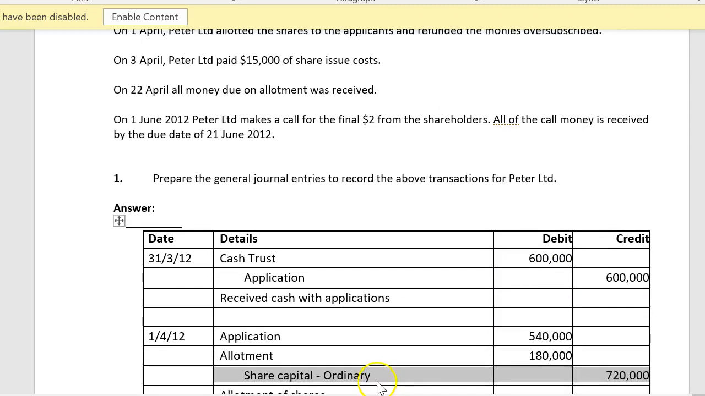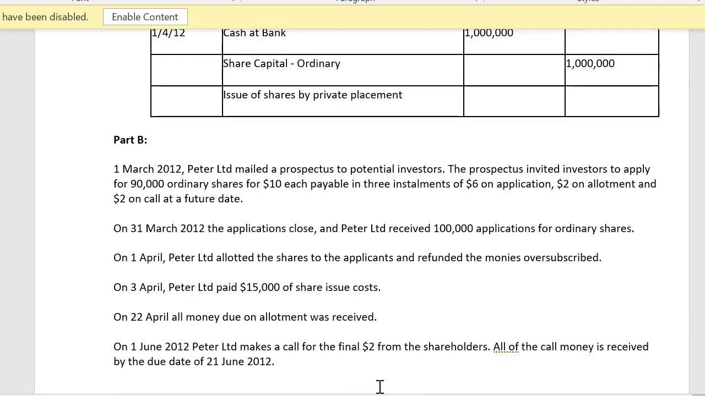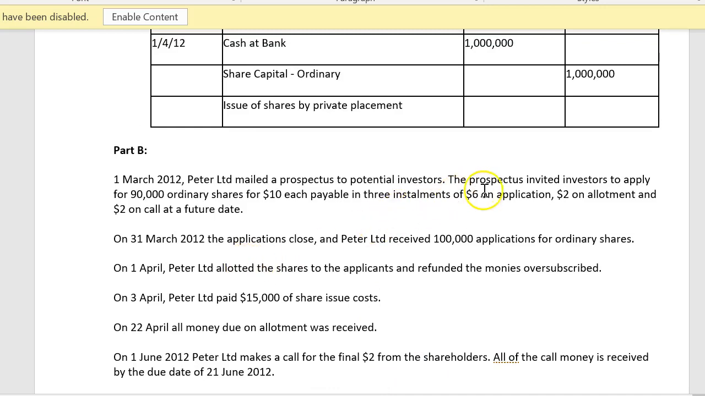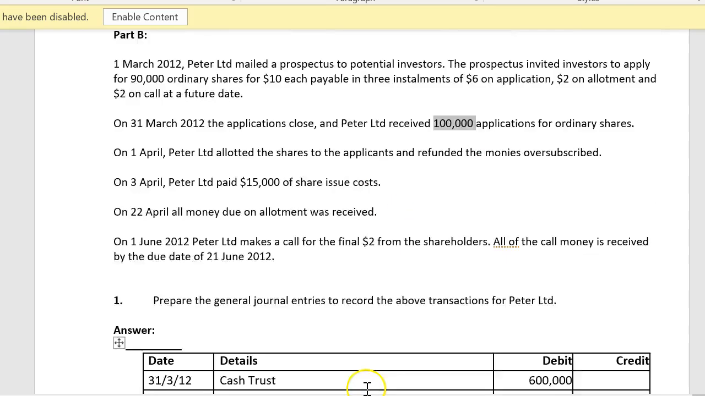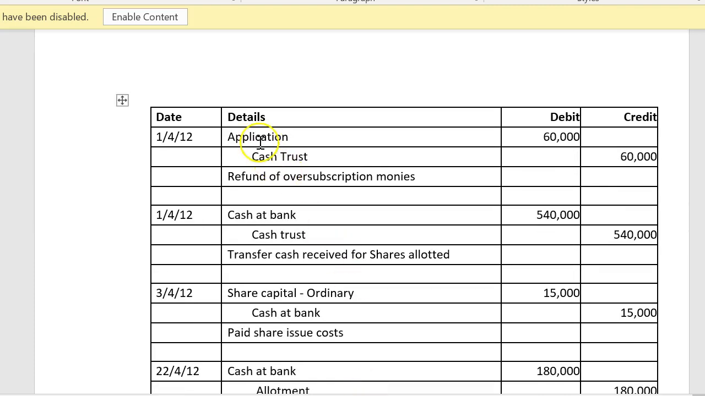Next we record the refund. How many applications did they have to reject? They received 100,000 and issued 90,000, which means they had to reject 10,000, and each application paid $6, which means they refunded $60,000, 10,000 times 6. That's what you see here.